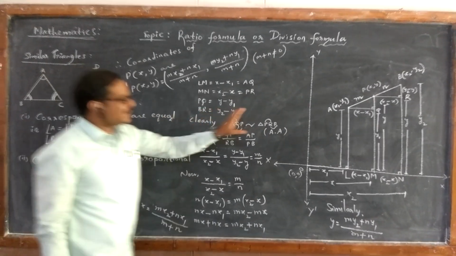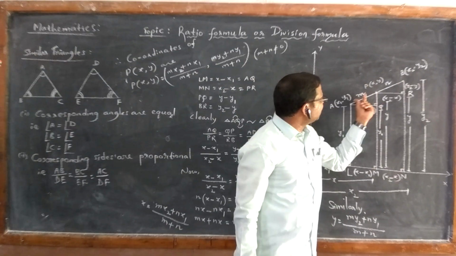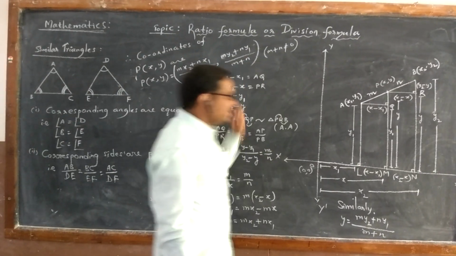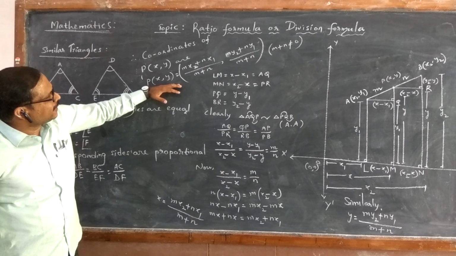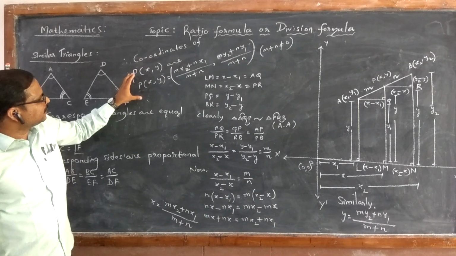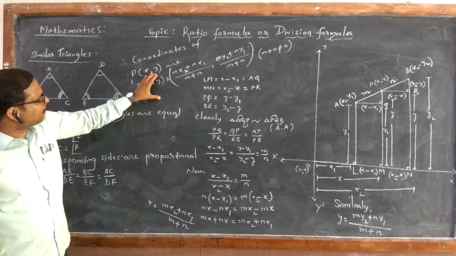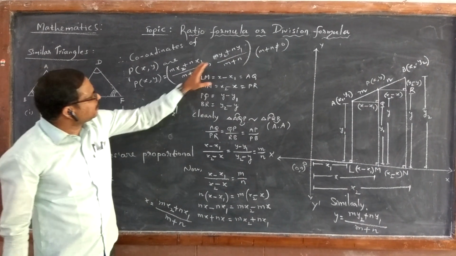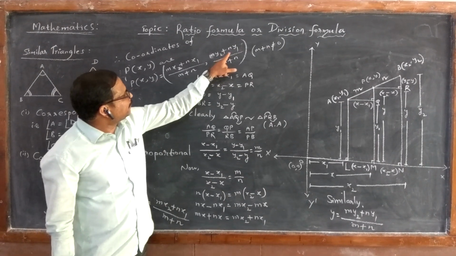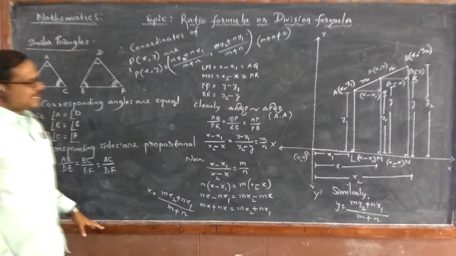So whenever we are given 2 points and ratio, we can find the division point. So how do we find the coordinates of division point? By using this formula. P of x comma y is equal to mx2 plus nx1 by m plus n, comma, my2 plus ny1 by m plus n.